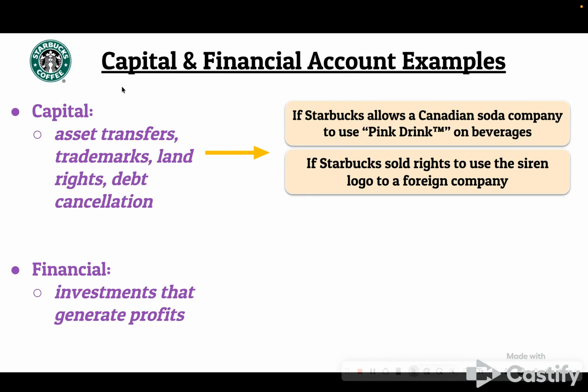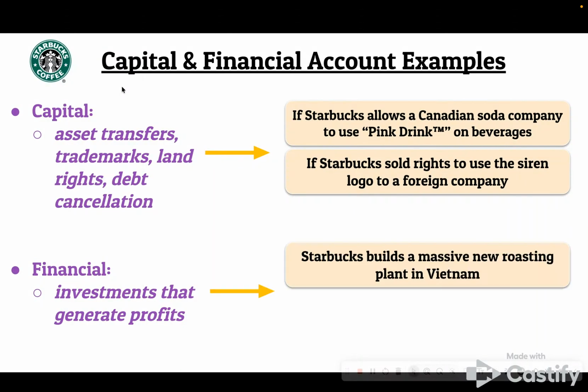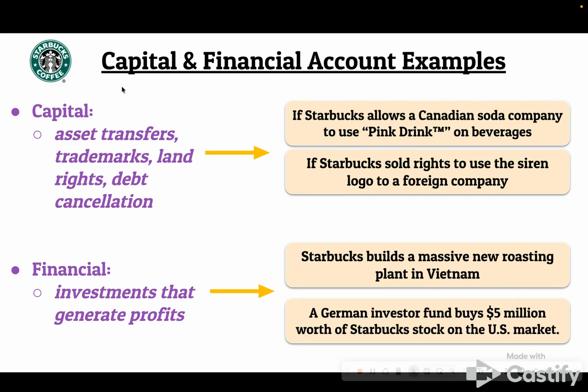Financial investments are things that continue to gain sort of an income. So these would be all of the different investments that people generate profits with. For example, if Starbucks builds that new roasting plant in Vietnam, this is that foreign direct investment, and they're able to earn money off of that repeatedly. Or maybe they have a German investor who decides to buy $5 million worth of Starbucks stock. That's going to be a credit coming into the United States, and that's an example of a financial investment for the balance of payments.